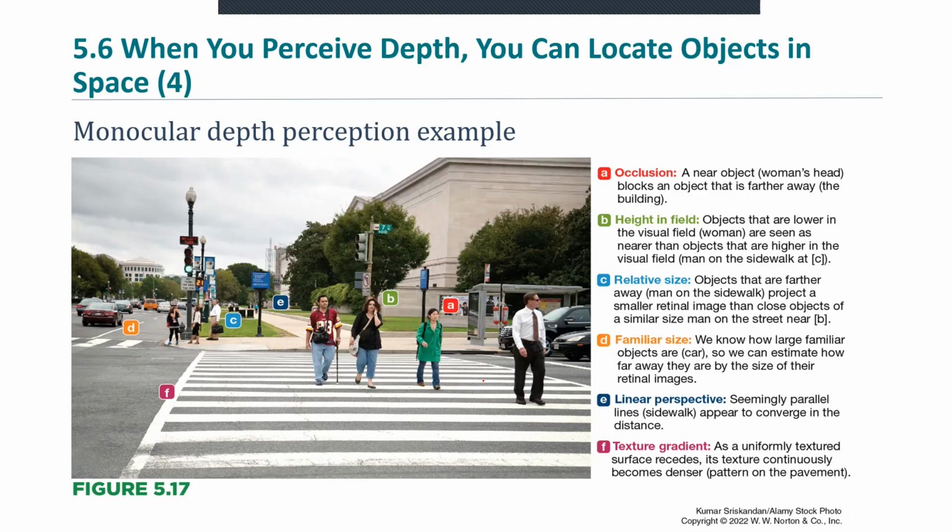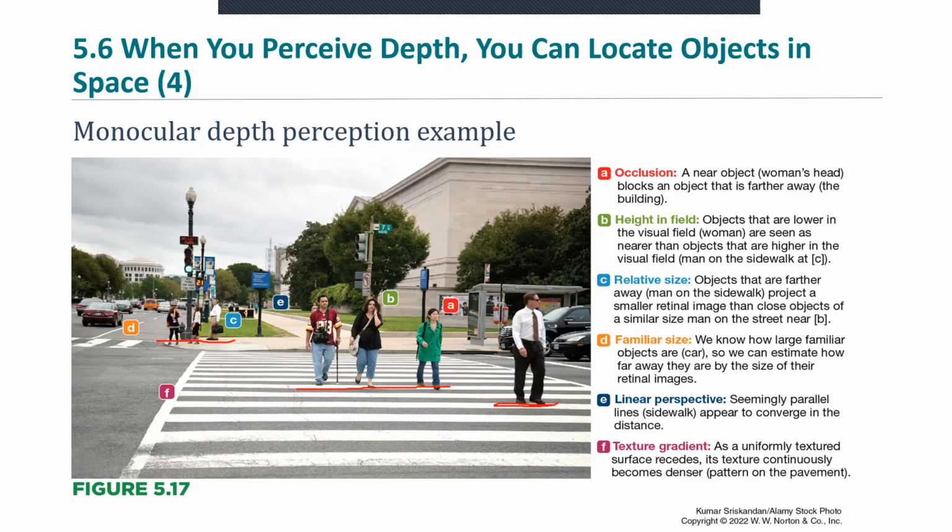Okay. Height in the visual field. Objects that are lower in the visual field are seen as nearer than objects that are higher in the visual field. So I'm going to use my red pen here. This guy here is standing here. I'm just going to go where their feet are. These three people are standing about here. These people back here are standing here. So you can see the ones that are farther away, they're higher in the visual field. This red line's higher up than these red lines.